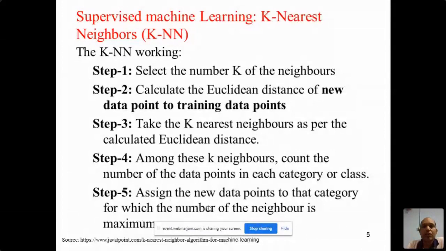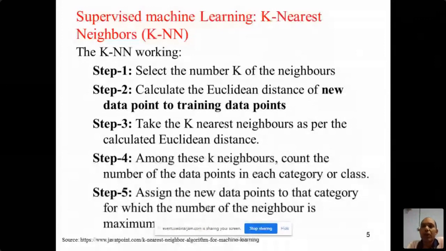So step 1, first of all, we choose the value of k. K means the number of nearest neighbors. As the name shows, k is the number of neighbors you have to decide in the beginning. How will you decide? It depends on your problem, or based on the hit and trial method, you can decide the number k, the number of neighbors.